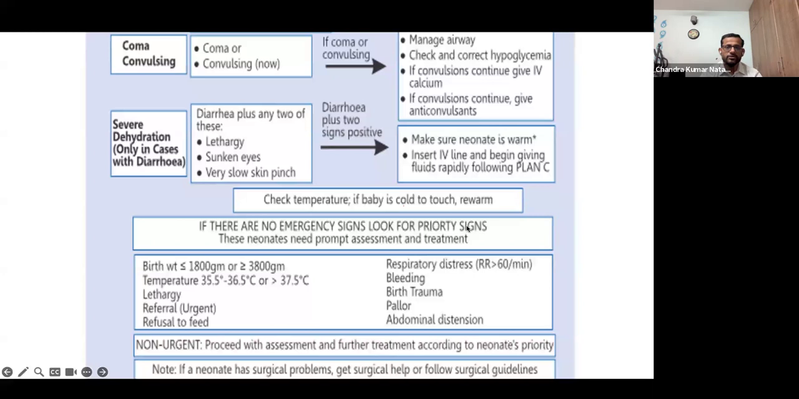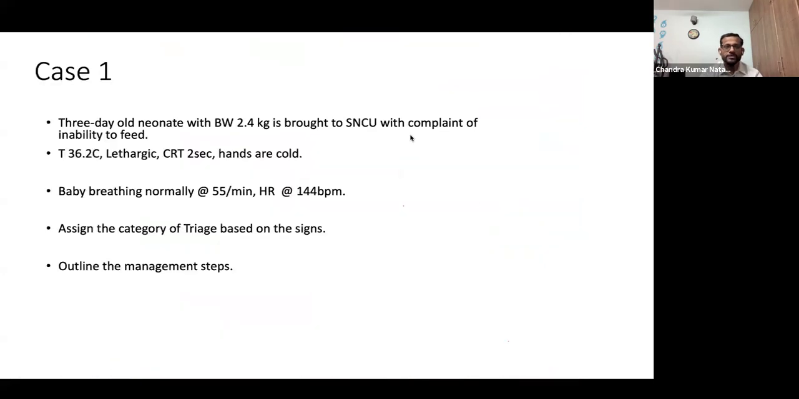If there are no emergency signs, look for priority signs. These neonates need prompt assessment and treatment. All of us know what all the conditions are which will need priority assessment and treatment. Non-urgent conditions also we have gone through. So let us run through some case scenarios to understand whether these cases are emergency, priority, or non-urgent.